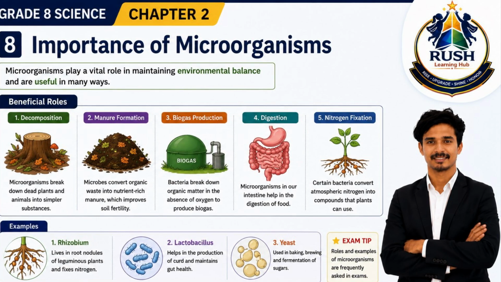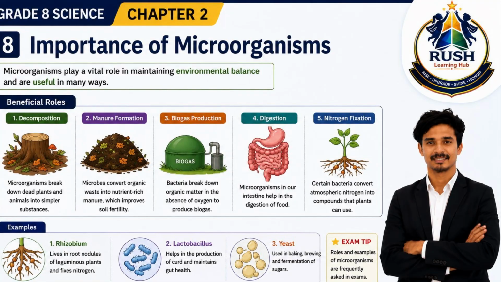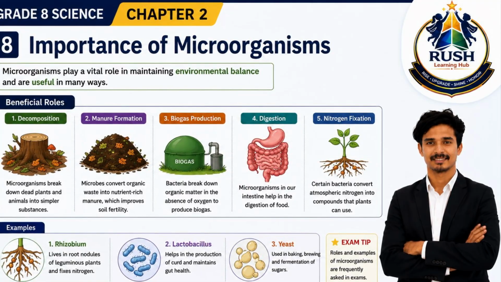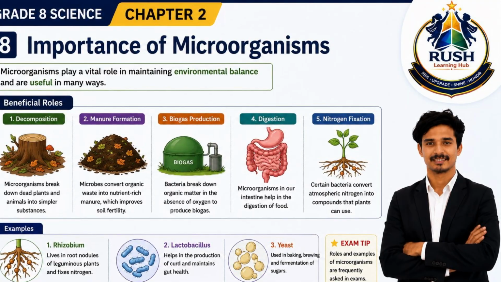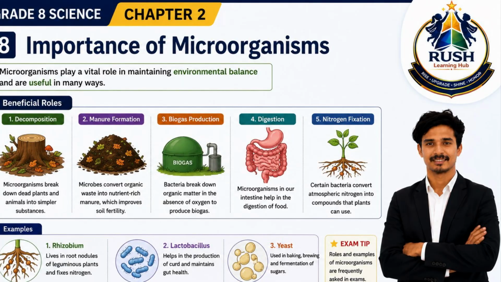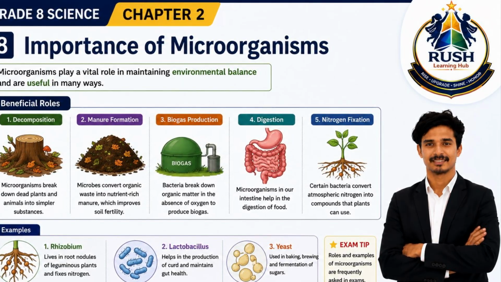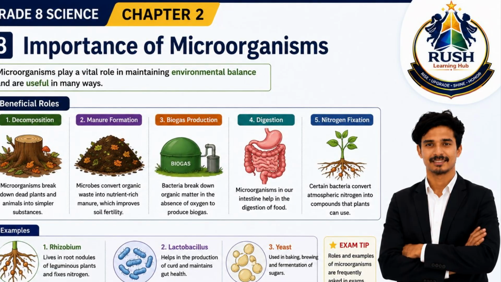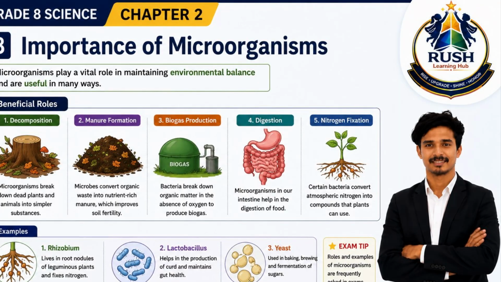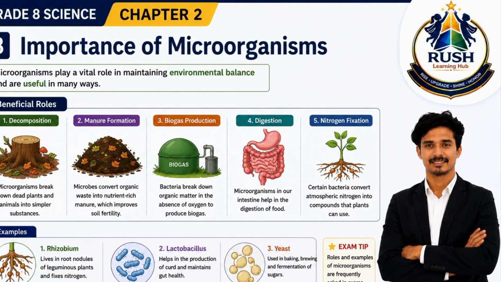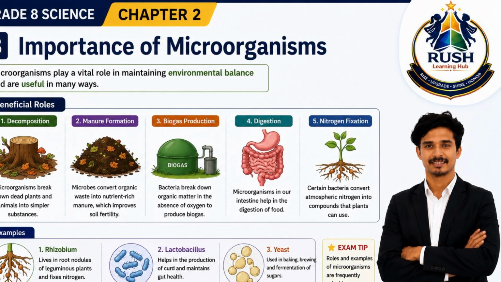Certain microorganisms are used in biogas production. They break down organic waste and release gases that can be used as fuel. Many microorganisms live inside the digestive system and help in the digestion of food. Some bacteria, such as rhizobium, fix atmospheric nitrogen and convert it into forms that plants can use. This improves soil fertility naturally. Because of these important functions, microorganisms are essential for maintaining environmental balance and supporting life on Earth.